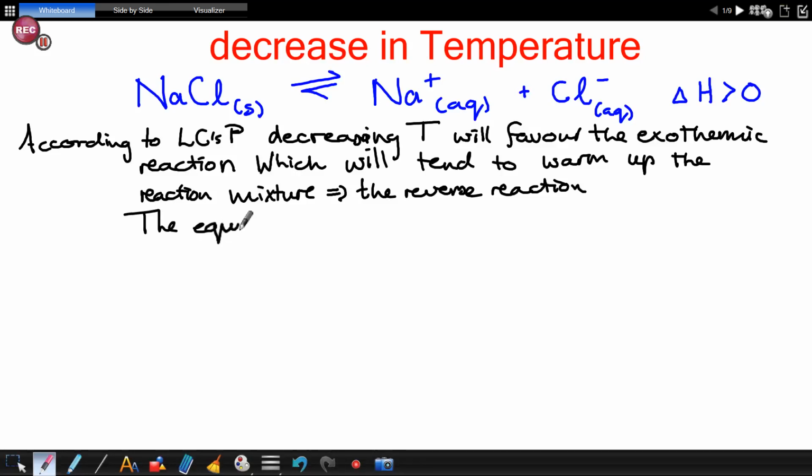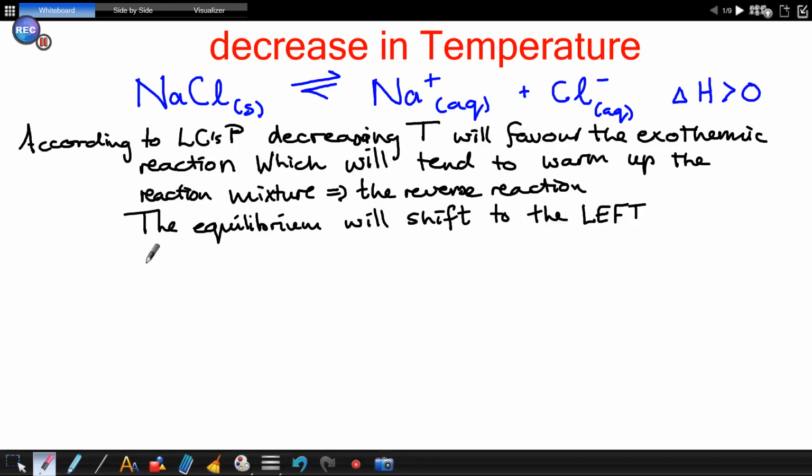The equilibrium will shift to the... so you're cooling this whole thing down and the reaction will try and heat it up again. It won't manage it, but it will try to do it. So the equilibrium will shift to the left because the reverse reaction is the exothermic reaction.